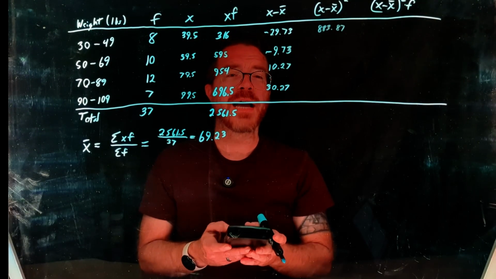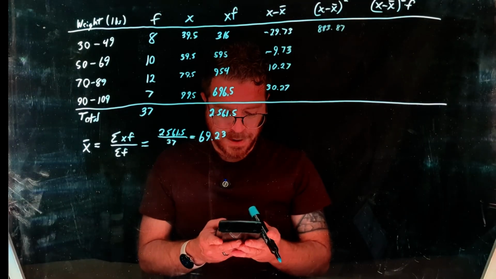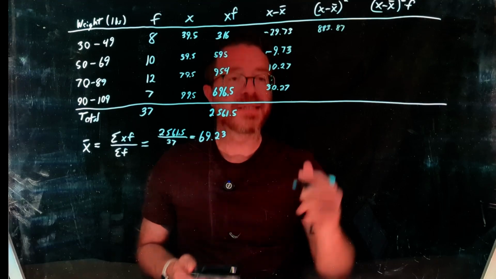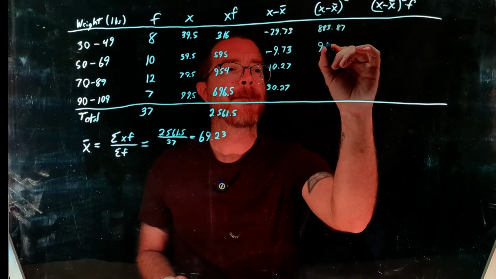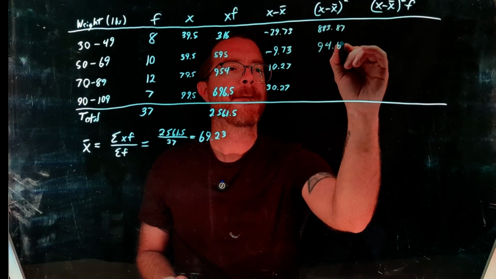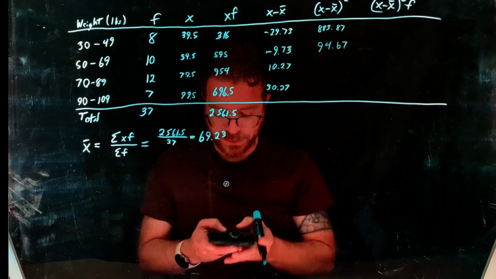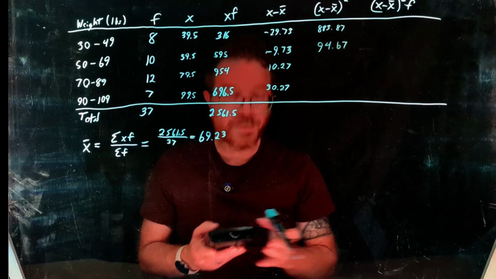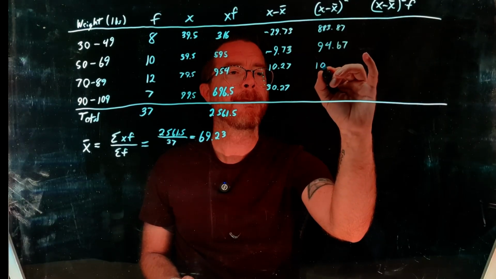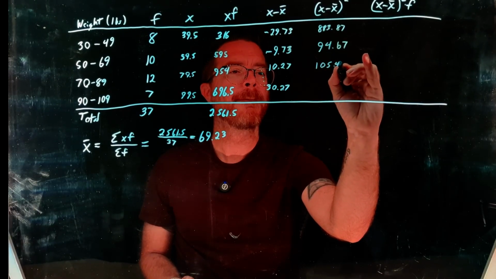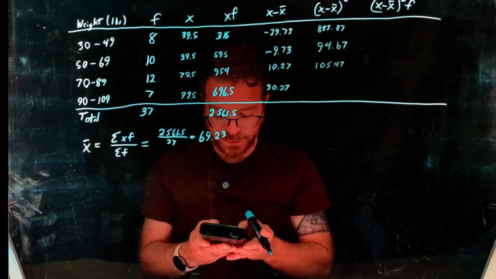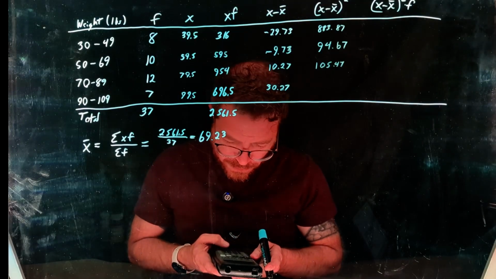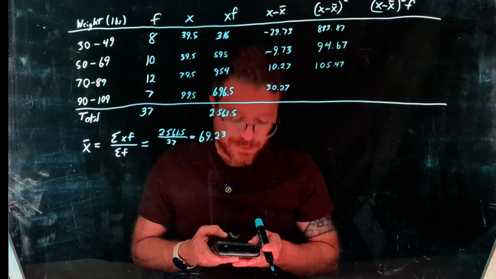We have negative 9.73 squared, which is going to give us 94.67. 10.27 squared is going to give us 105.47. And 30.27 squared is going to give us 916.27.